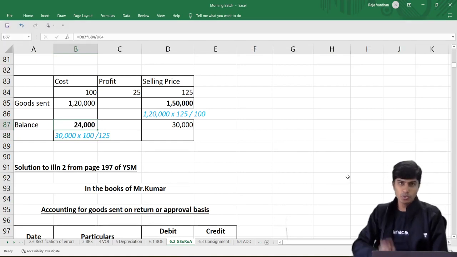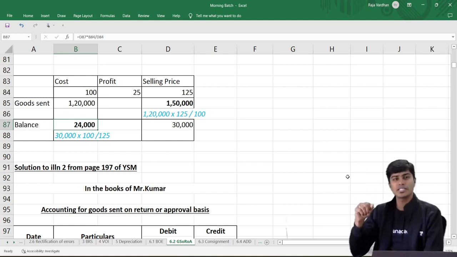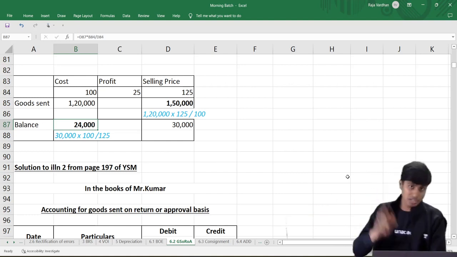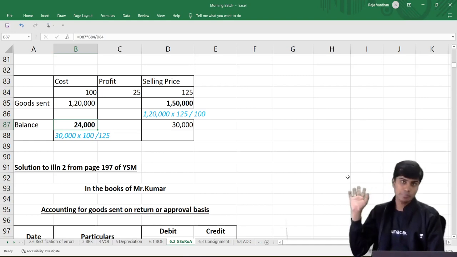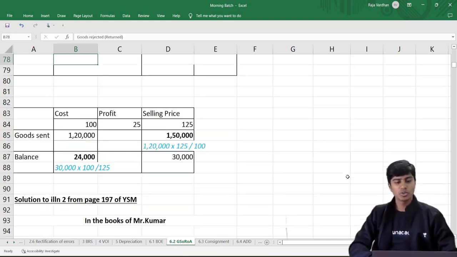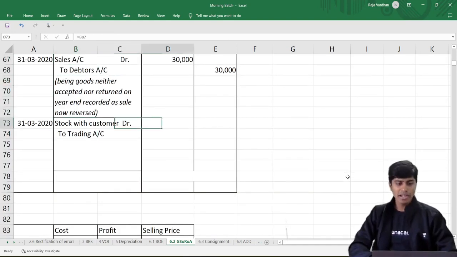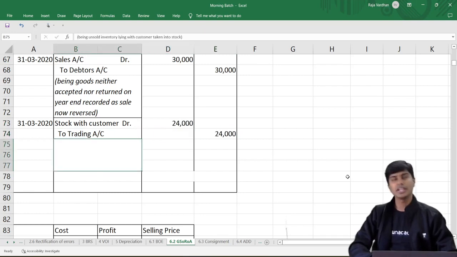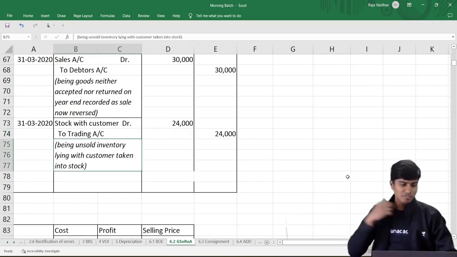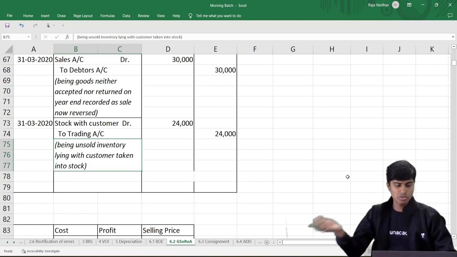This is the cost of the goods which were sent on return or approval basis, neither accepted nor returned, and the time to return has not lapsed. Let's include this 24,000 into our stock by writing stock with customer to trading account. Ta-da! For which the entry is stock with customer to trading, being unsold inventory lying with customer brought into stock.